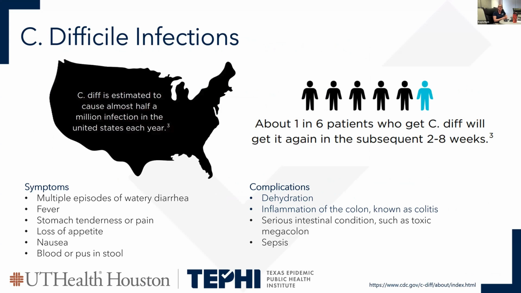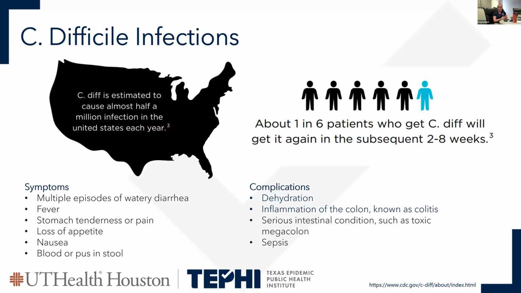So just a little bit about C. diff infections and why this is so important is that the CDC estimates that there is almost 500,000 C. diff infections in the United States every year. That's a lot of infections. And about 1 in 6 patients get C. diff, and they have a recurrence within 2 to 8 weeks.